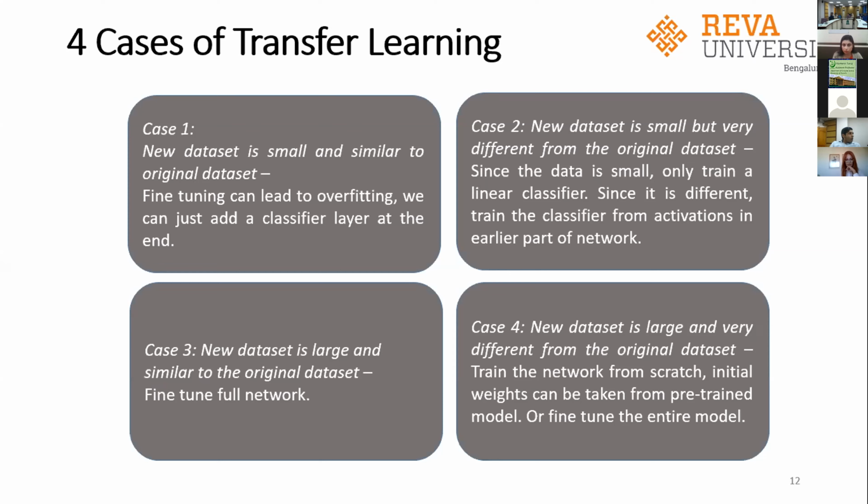Case 3 is when you have a sufficiently big data set that is similar to the data set that was used for training your pre-trained network. In that case, you can always go ahead and fine tune your entire network. This brings us to the final case, where you have a large data set and it's very different from the original data set of your pre-trained network.